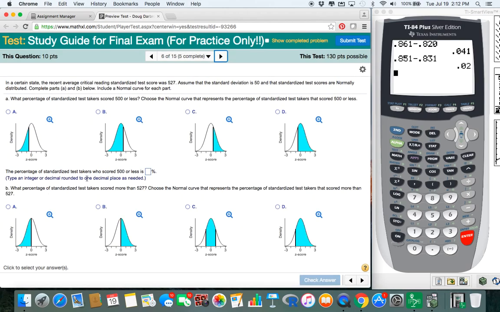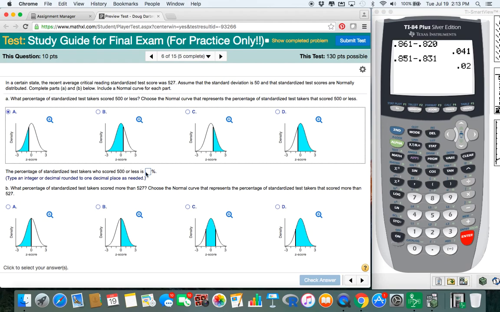All right, in a certain state, the recent average critical reading standardized test score was 527. The standard deviation was 50. The scores were normally distributed. What percentage of standardized test takers scored 500 or less? Now, 500 is to the left of the mean. So I'm looking for a score that is left of the mean, and since I'm looking for less than 500, I need something shaded to the left. Well, that can't be it, because that's a bigger number, so it has to be this one right here.